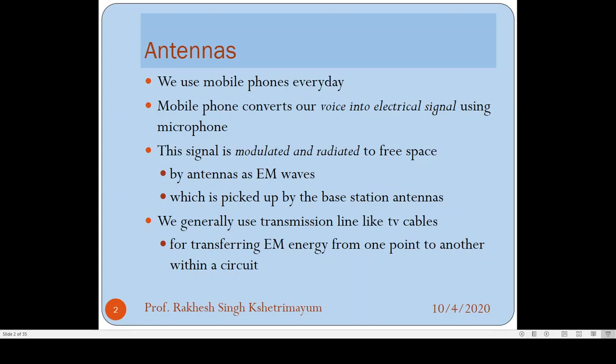You must have noticed that TV also has cables which we usually call coaxial cables. So basically these coaxial cables or transmission lines replace all the wires, from low frequency to high frequency. When you work at the microwave frequency, all the wires will start radiating, so we cannot use wires. Instead of that, we use transmission lines like coaxial cables.